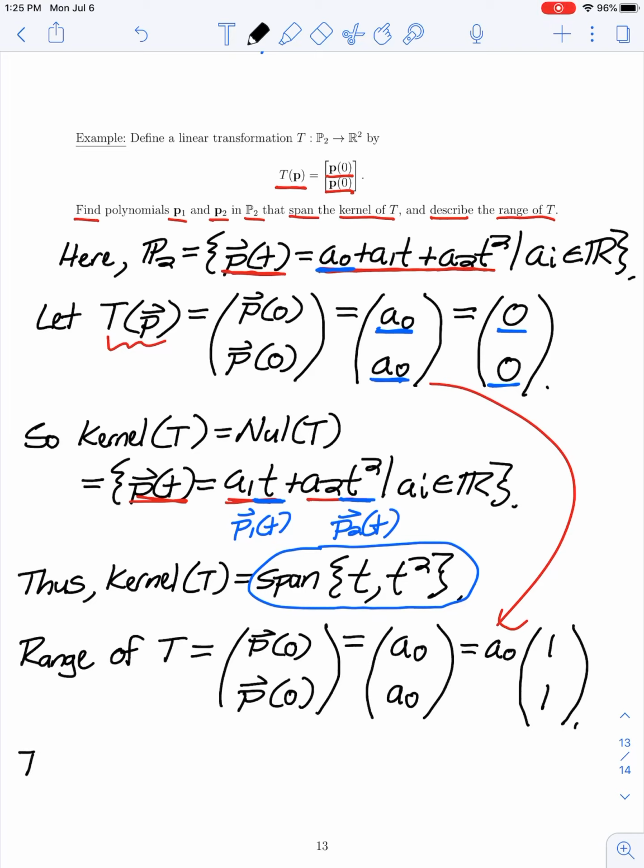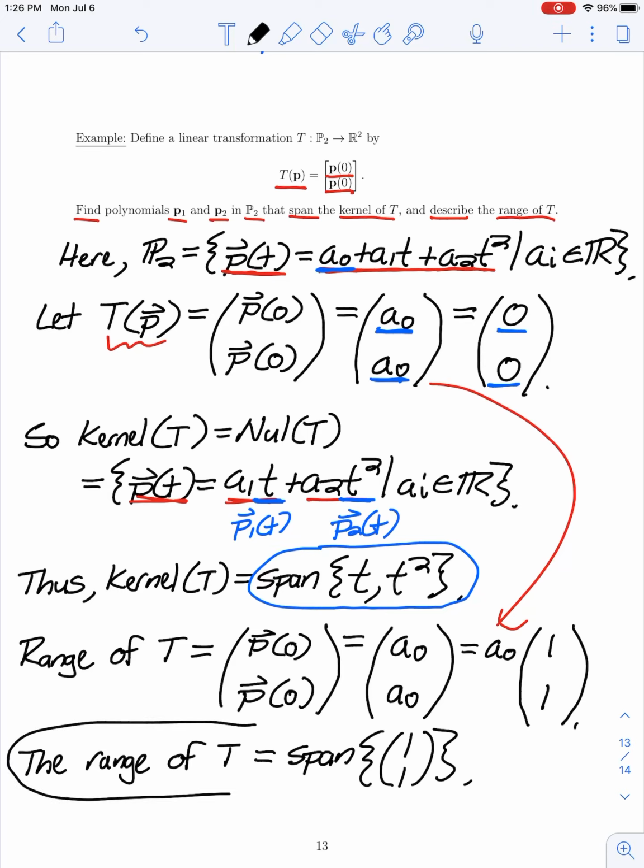So the range of this transformation T is equal to the span of the vector 1, 1 in R2. So we have described the range of our transformation T as being the spanning set of the vector 1, 1 in R2. So it's the set of all two-dimensional vectors whose components are equal to each other.